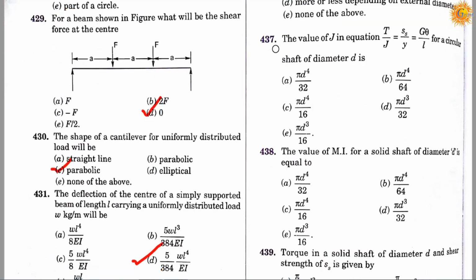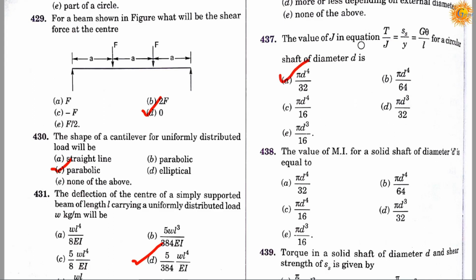Question number 437. The value of J in the equation T/J = Ss/Y = Gθ/L for a circular shaft of diameter D is option A πd^4/32, option B πd^4/64, option C πd^4/16, option D πd^3/32, option E πd^3/16. Correct answer is A.